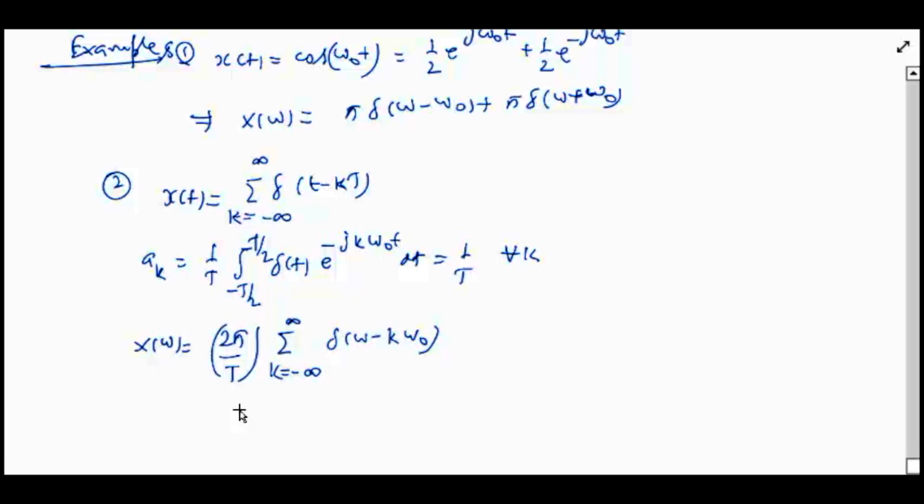So this brings us to the end of our discussion of Fourier transform for continuous time signals. Next lecture we will look at Fourier transform for discrete time signals.